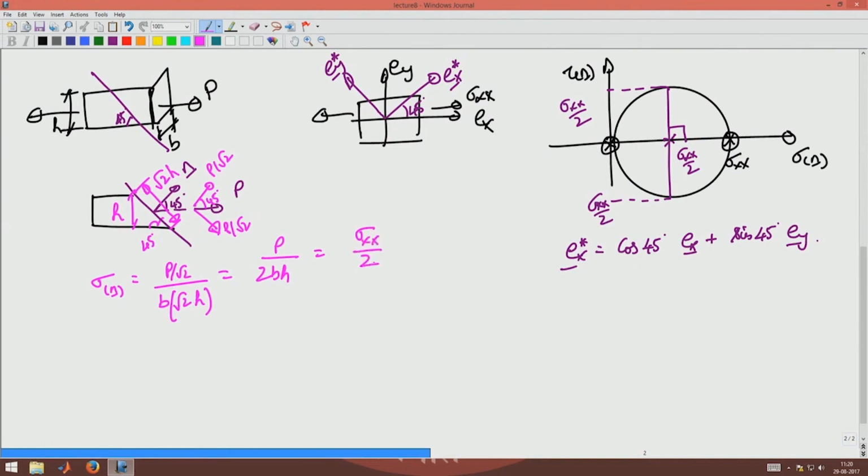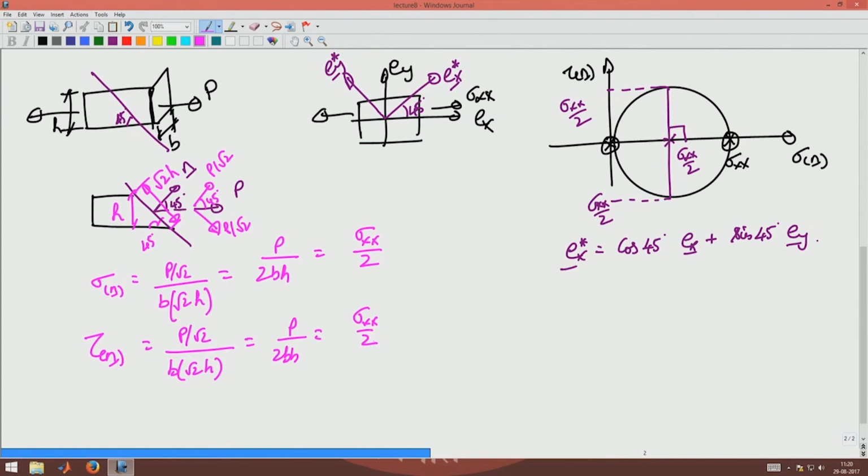Okay. Similar argument goes for the shear stress on a plane. Shear stress on a plane is P by root 2, the force distributed over the area B times root 2 of h. So, this is again going to be P by 2 times B h, which is sigma xx by 2.